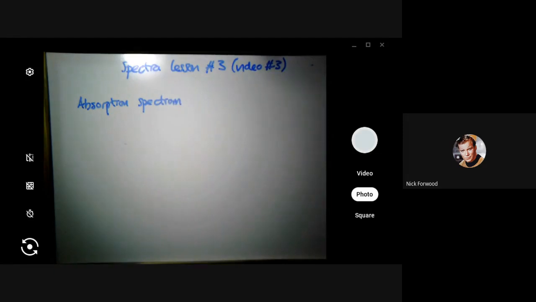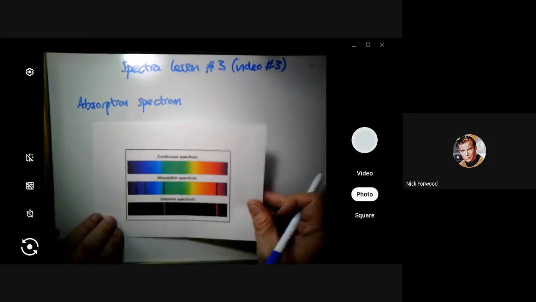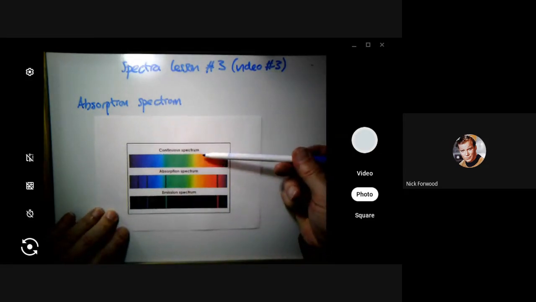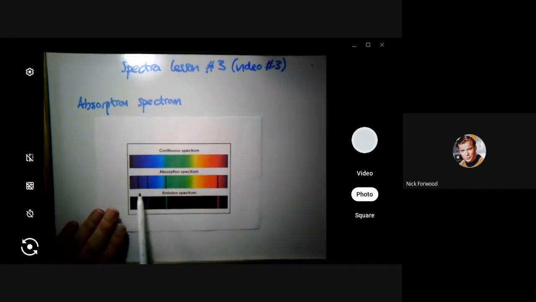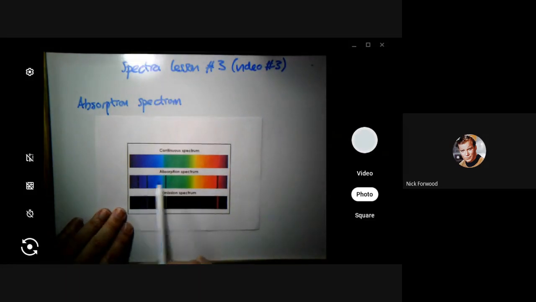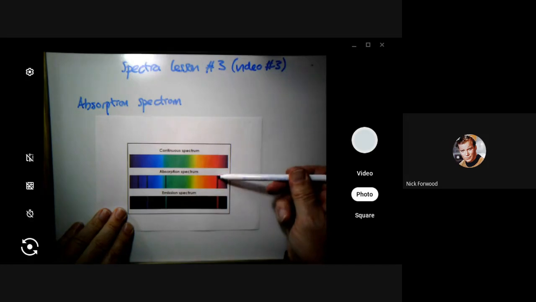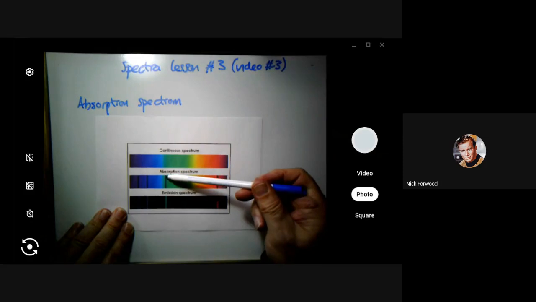And an absorption spectrum looks like this one in the middle. So I've talked about continuous spectrum, which gives you a complete continuous range of colors. The emission spectrum, black background with different colors present. The absorption spectrum is a background of the continuous spectrum, but it's got colors missing. And you can see that where the colors are missing, there's a missing bit of red, and the missing color is a red line. And there is a missing bit of green, and the missing bit's green.